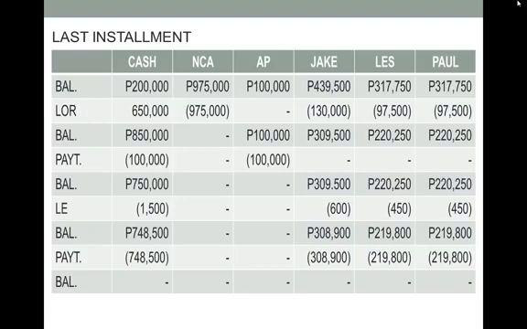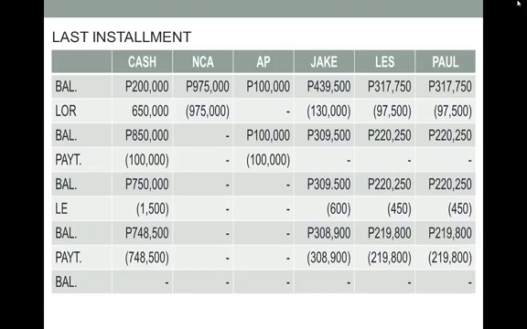To Jake, 309,500. To Les, 220,250. And to Paul, 220,250. Then, payment to outside creditors of 100,000. So, after payment to outside creditors, balance of cash after payment is 750,000.